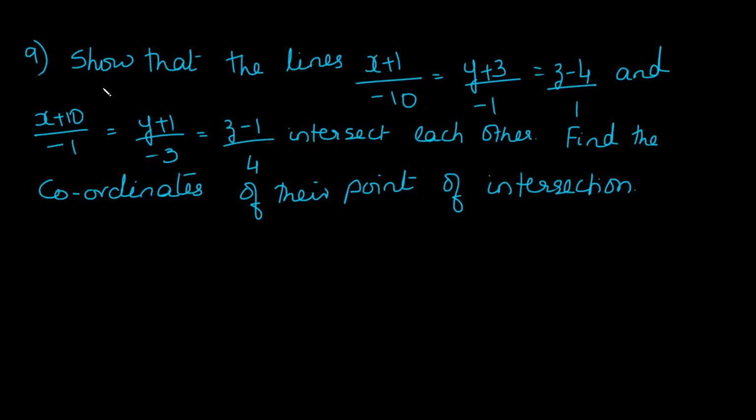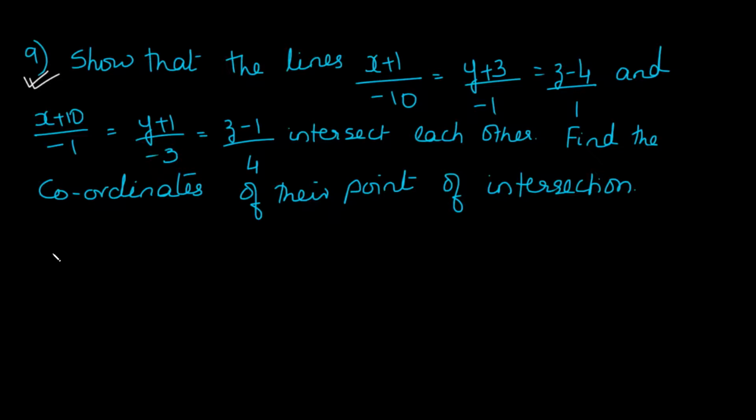The 9th question: show that the lines given by x plus 1 upon -10 is equal to y plus 3 upon -1 is equal to z minus 4 upon 1, and x plus 10 upon -1 is equal to y plus 1 upon -3 is equal to z minus 1 upon 4, intersect each other. Find the coordinates of their point of intersection. Consider this as an important sum. It can be asked for a minimum of at least 3 or maximum of 4 marks in the exam.